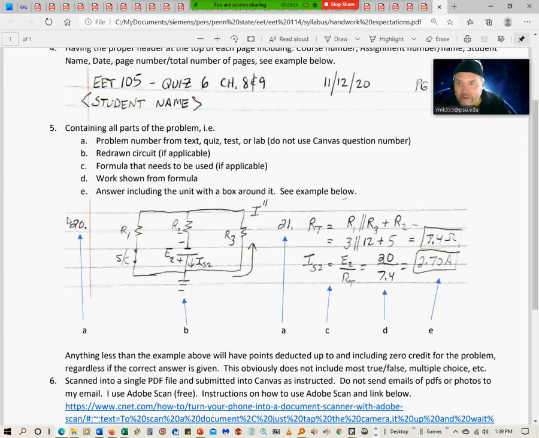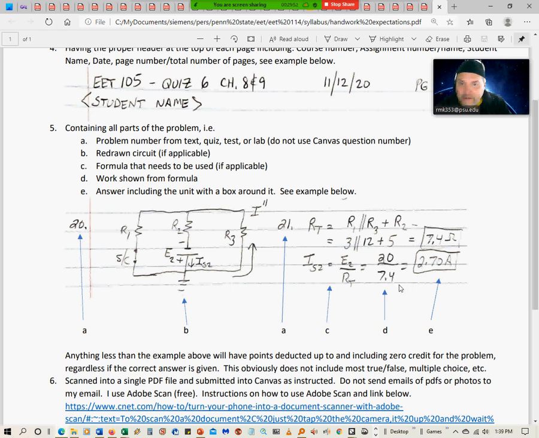So that's this right here, this A. And then this is a redrawn circuit. If you need to redraw it, you redraw it by hand like this. This could be a homework, it could be a quiz, could be a test. And then the formula that needs to be used, you need to write the formula out. Here's an example of a formula: I equals E divided by R. All right, you need to write that out.